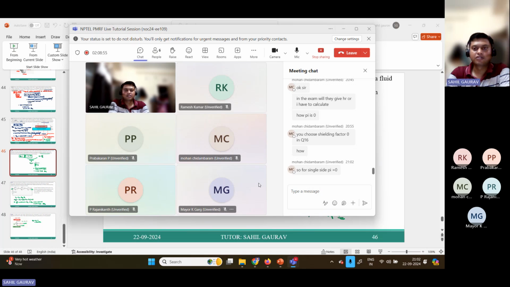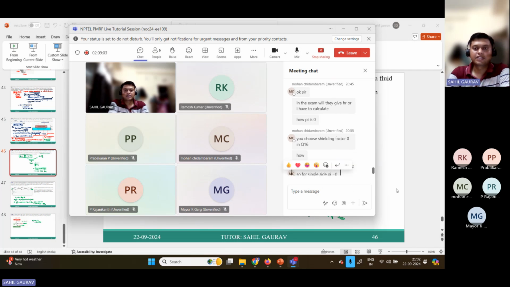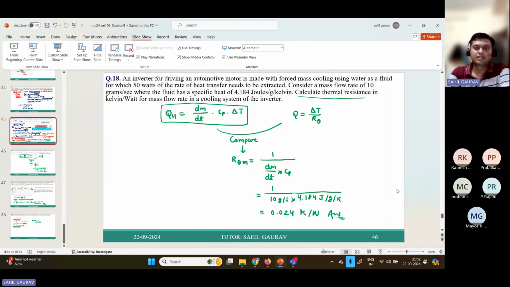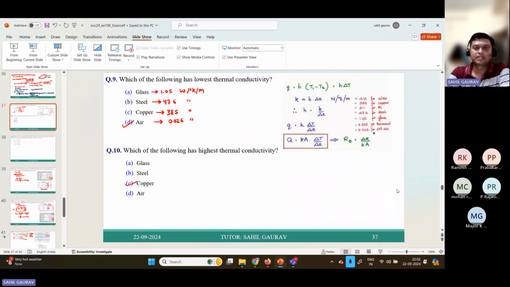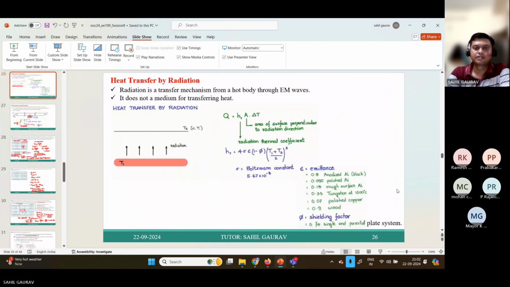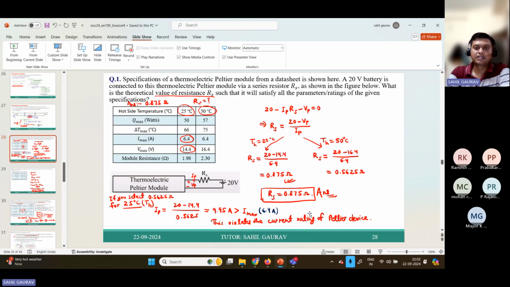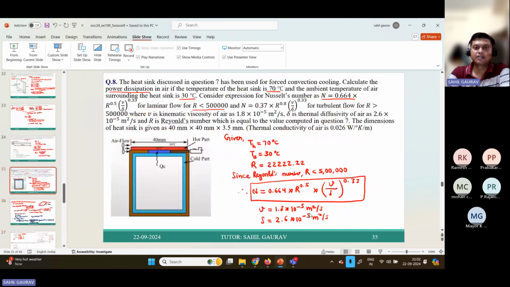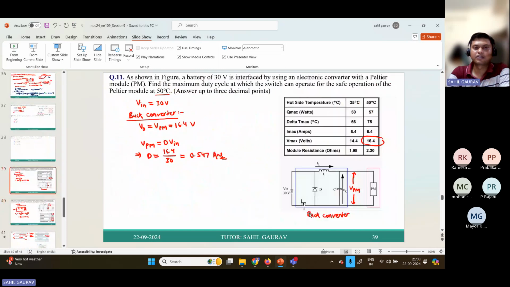For single side, pi equal to 0. What is pi? Shielding factor. Yes. The shielding factor for this, sir has discussed it. Like here, for single or parallel plate system, it is 0. While the shielding factor is given for systems wherever these two surfaces are in contact, and then you have to just manipulate the equation.